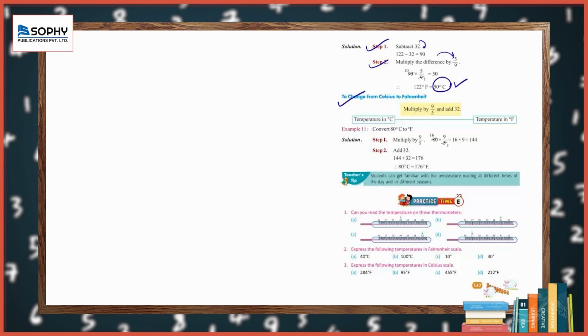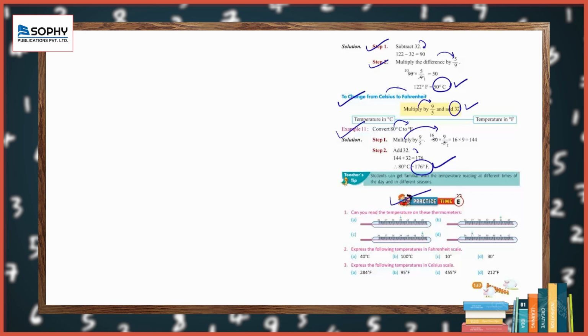When we change Celsius to Fahrenheit, we will multiply by 9 by 5 and we will add 32. For example, students, we have to convert it into Fahrenheit. Firstly, we will multiply it by 9 by 5 and after that we will add 32. So, it becomes 176 degrees Fahrenheit.